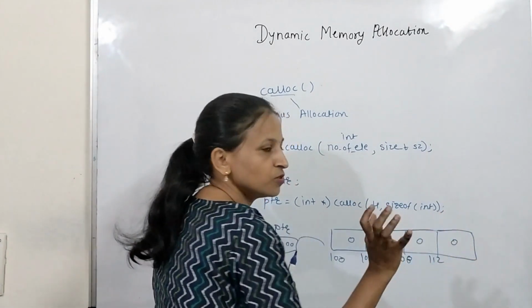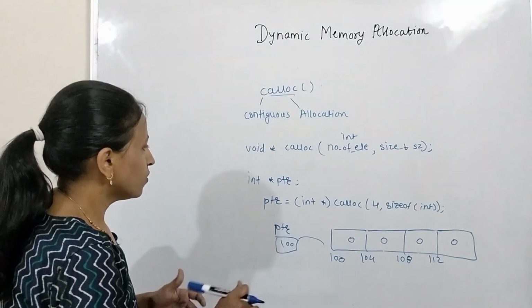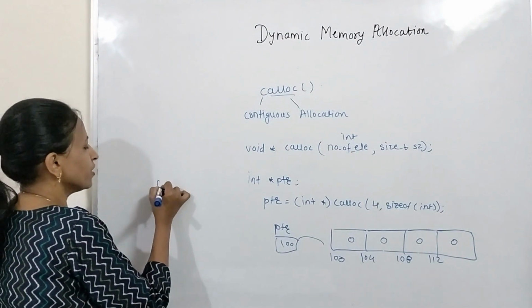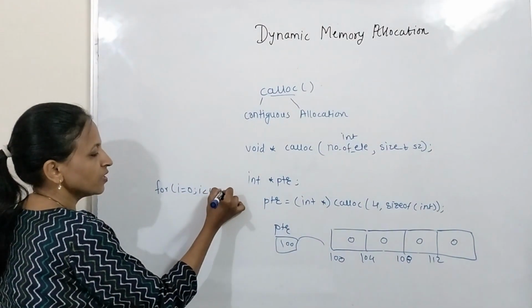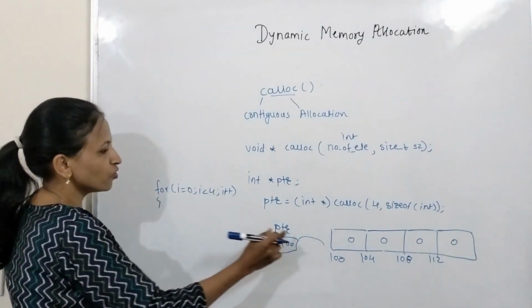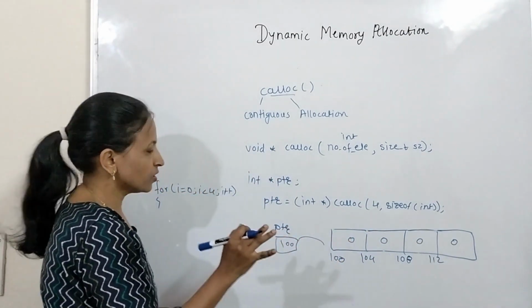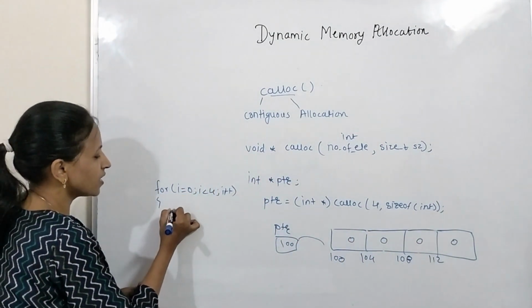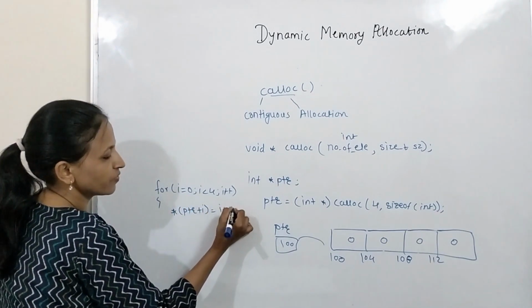Just like malloc, we can go through this block using an i counter with the help of a for loop. Getting? See, we can write like this: for i equals 0, i less than 4, i plus plus. Simple. Suppose I want to put the values 1, 2, 3, 4 here. How can we put them? Simple: star of ptr plus i equals i plus 1.